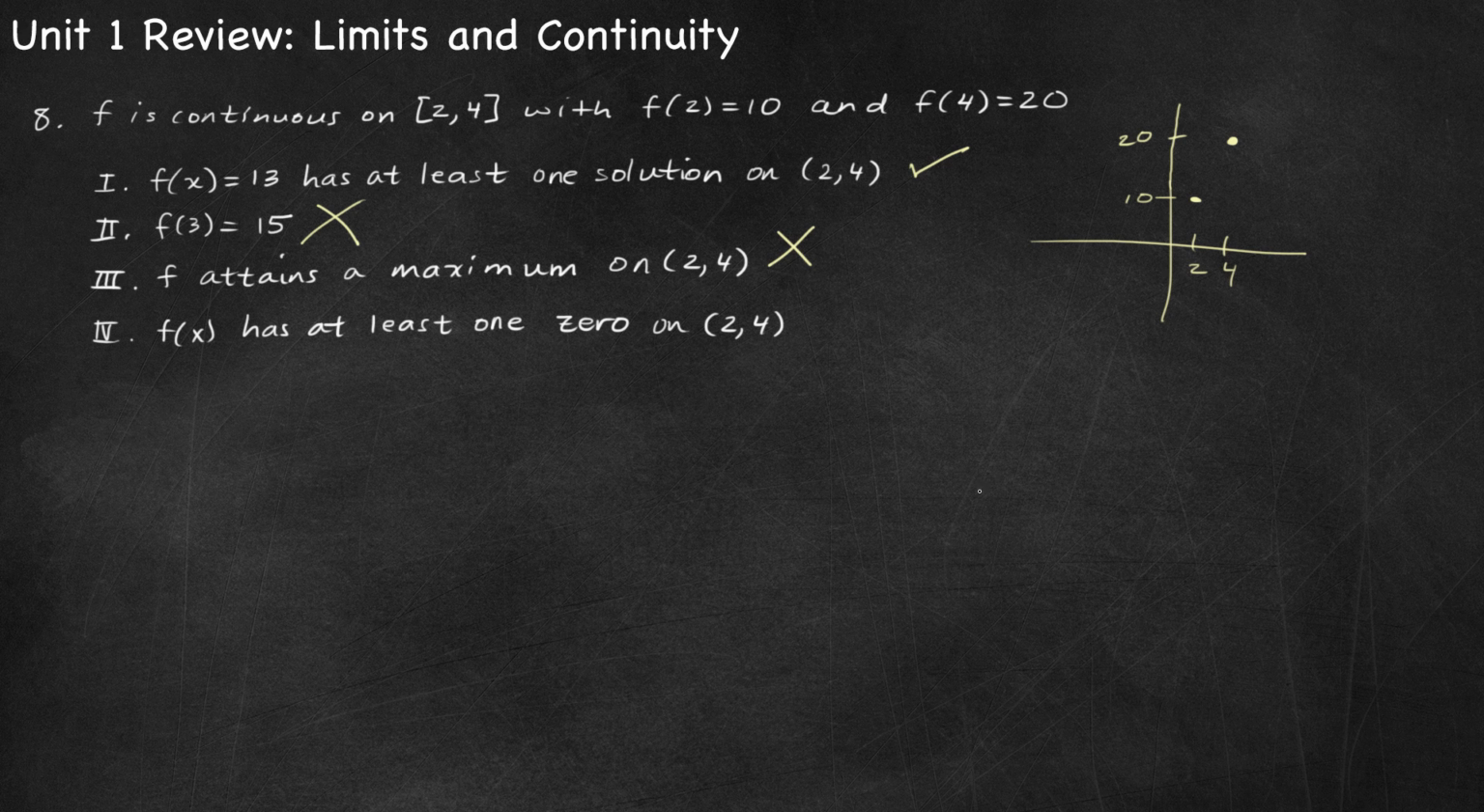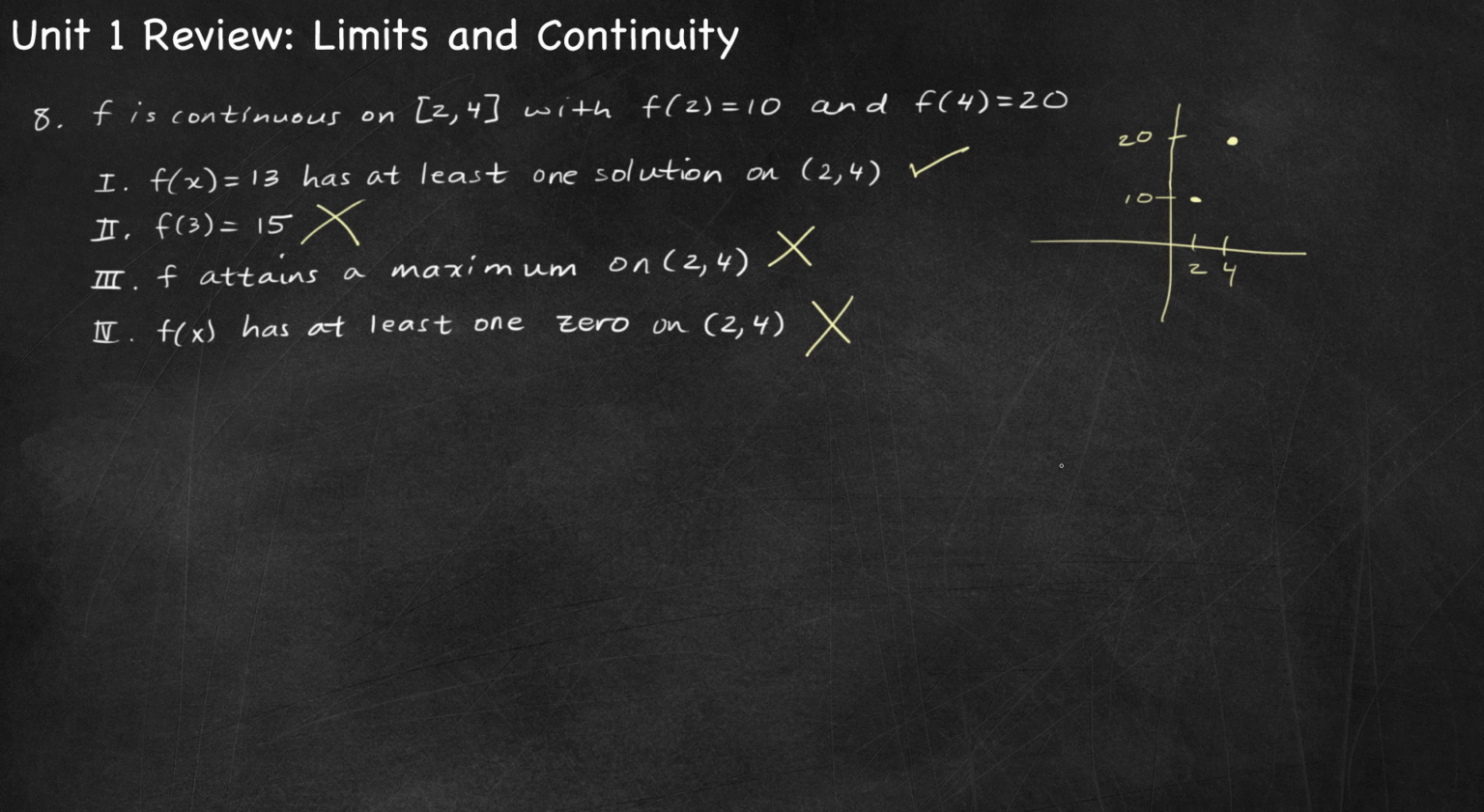And then statement 4, f of x has at least one 0 on the interval from 2 to 4. Again, that could be true if our function fell below the x-axis and then came back up, but we don't know that that is necessarily true since 0 is not between 10 and 20. The y-coordinate of 0 is not in between the y-coordinates at our endpoints, 10 and 20. So the intermediate value theorem doesn't guarantee that as a solution.